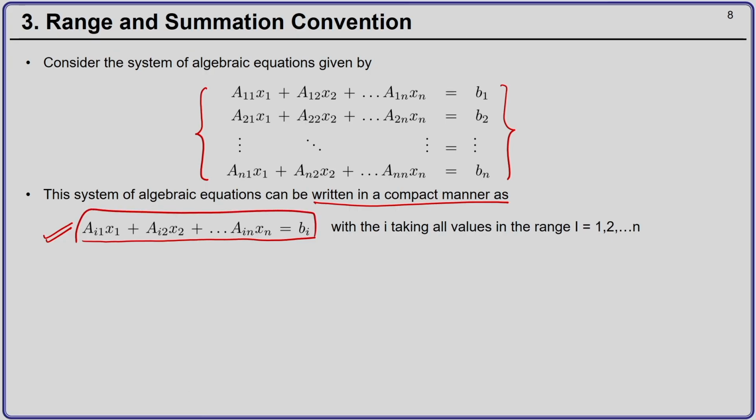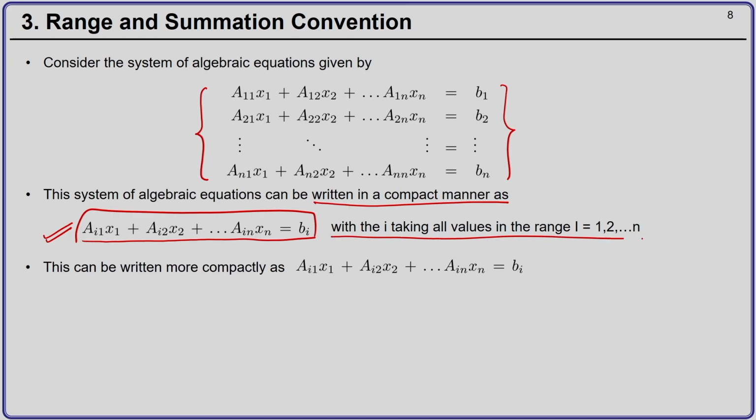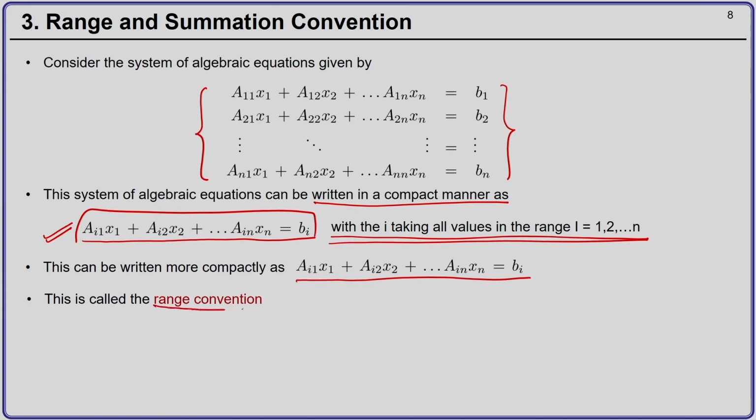Now, what we can do is drop this line, which we otherwise have to explicitly mention, and just write the expression with the understanding that i will take its value in the range 1 to n. We need not explicitly write that i will take values 1 to n. Just writing this expression suffices. This is called the range convention, because i takes values in its range 1 to n, that is why the name range convention.